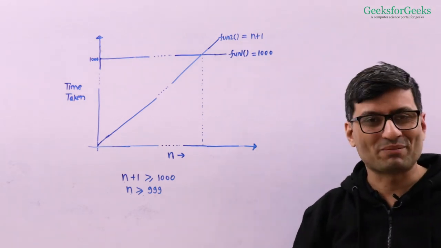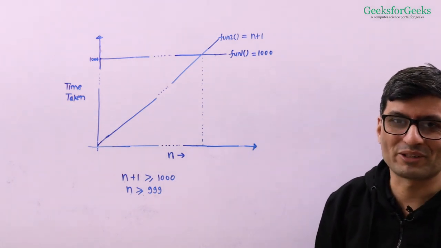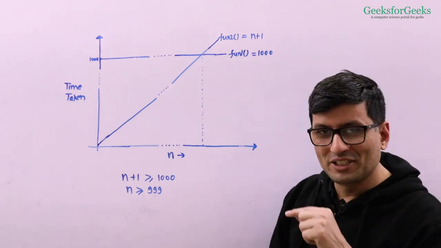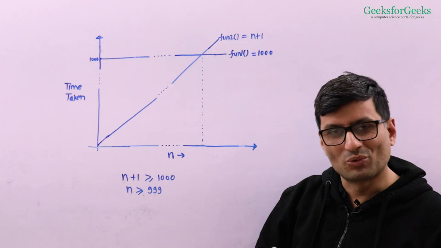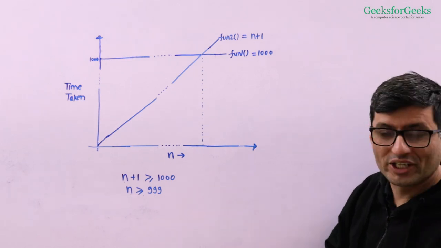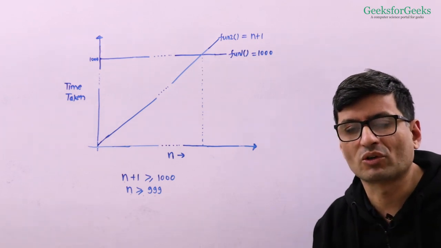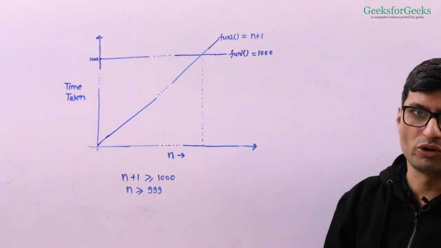Now your friend says that my program is taking less time. Now how do you prove that your program is faster? So the asymptotic analysis works here as well. There is going to be a value of n after which your friend's program is always going to take more time.